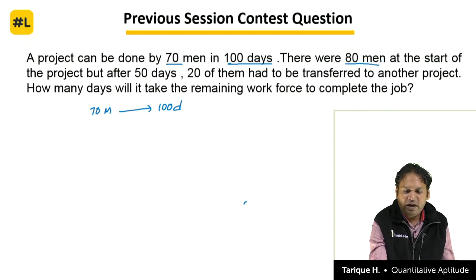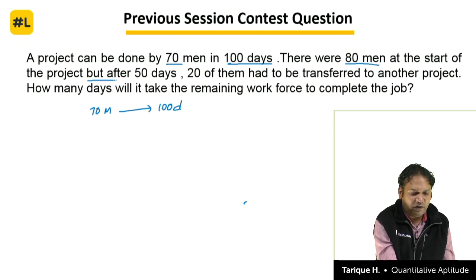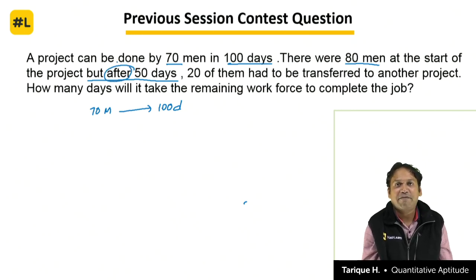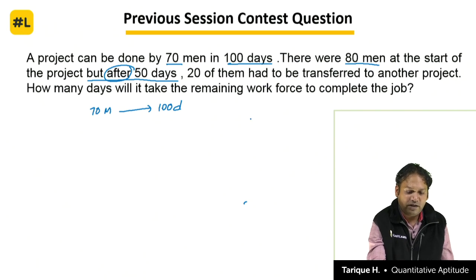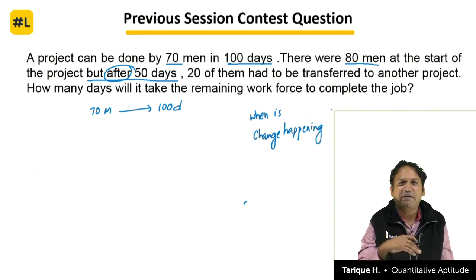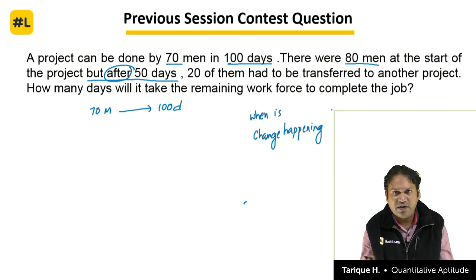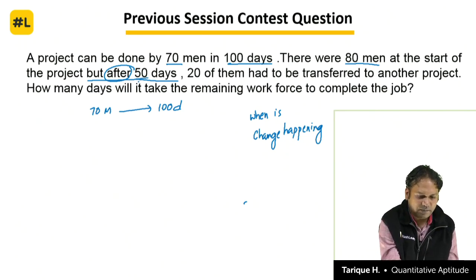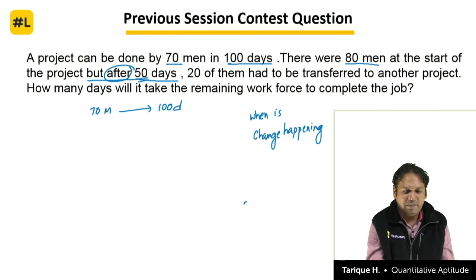There were 80 men at the start of the project, but after 50 days, so what is happening? Change is happening after 50 days. Always focus on when is change happening. Keep this in mind, when is change happening? Every question of time and work where some people were added after 10 days, 20 days, 30 days, 40 days, focus which day? After 50 days. What happened? 20 of them had to be transferred to another project.